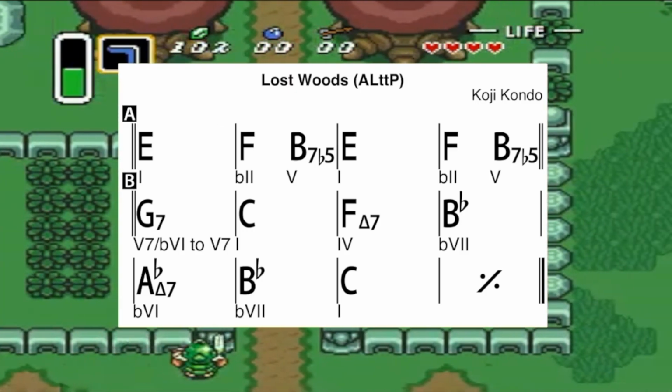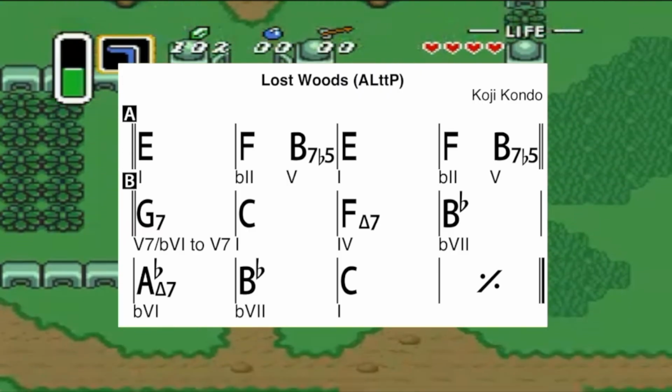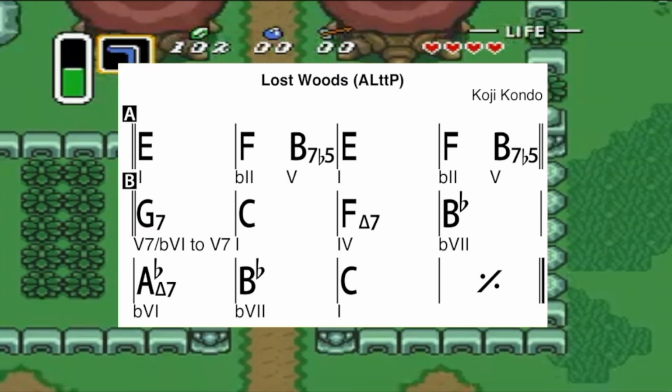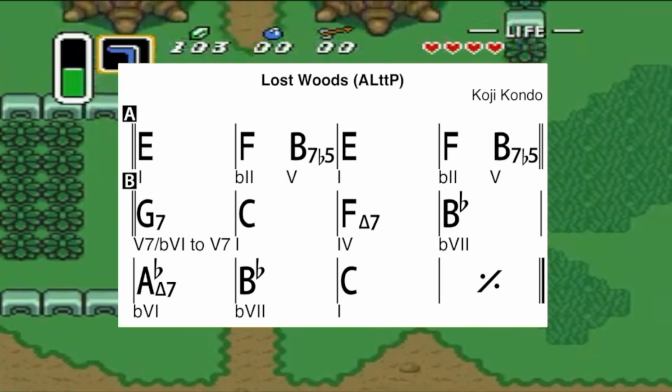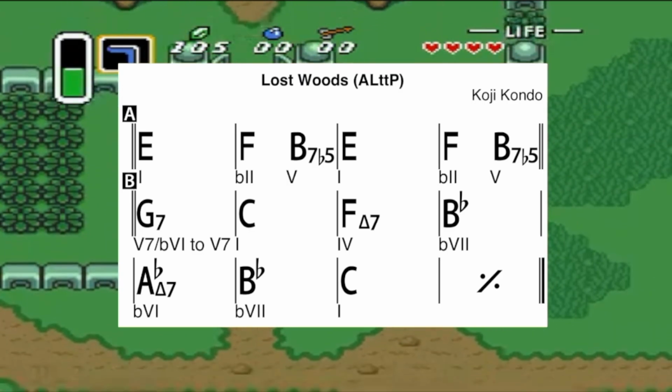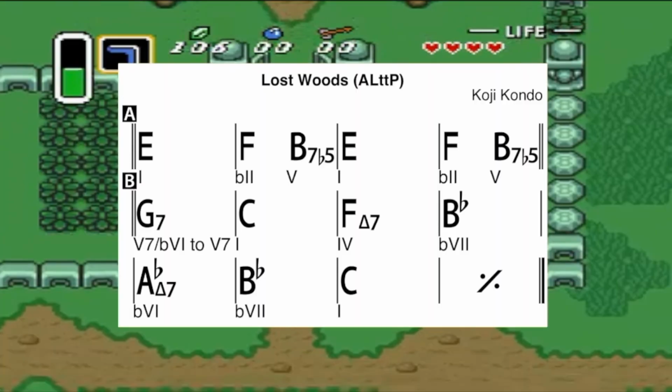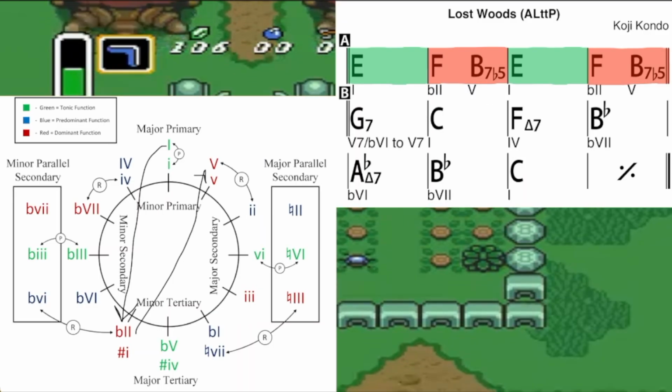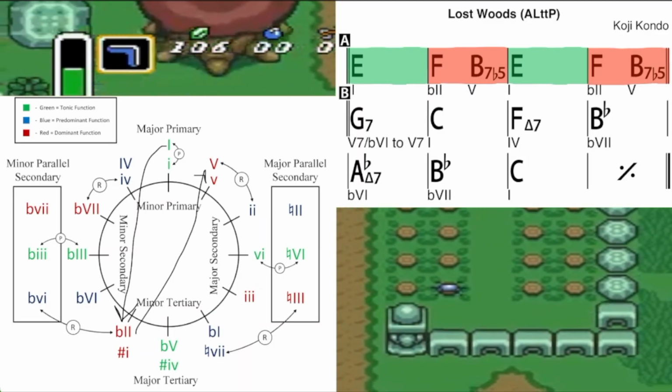It's a major third away. But Koji Kondo makes it feel completely natural. And he uses a very interesting technique to do this. And that's what I'm going to explain in this video. So the first line is like this.